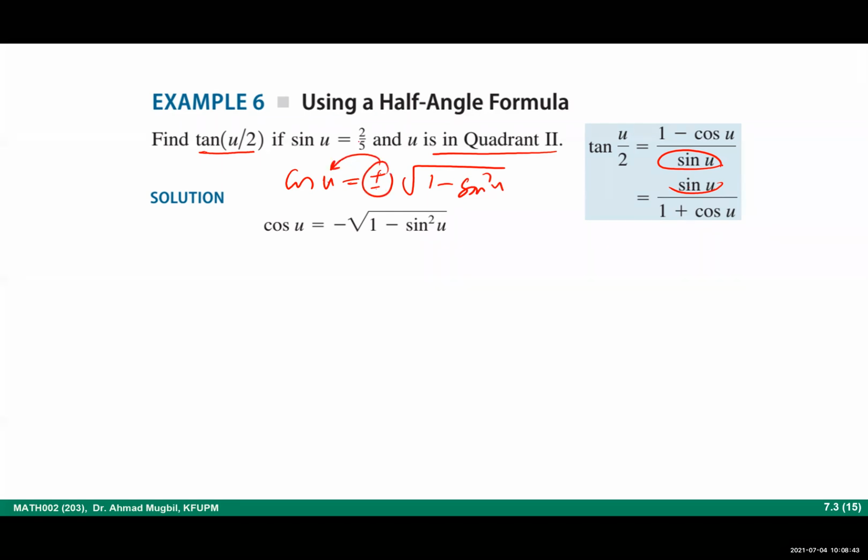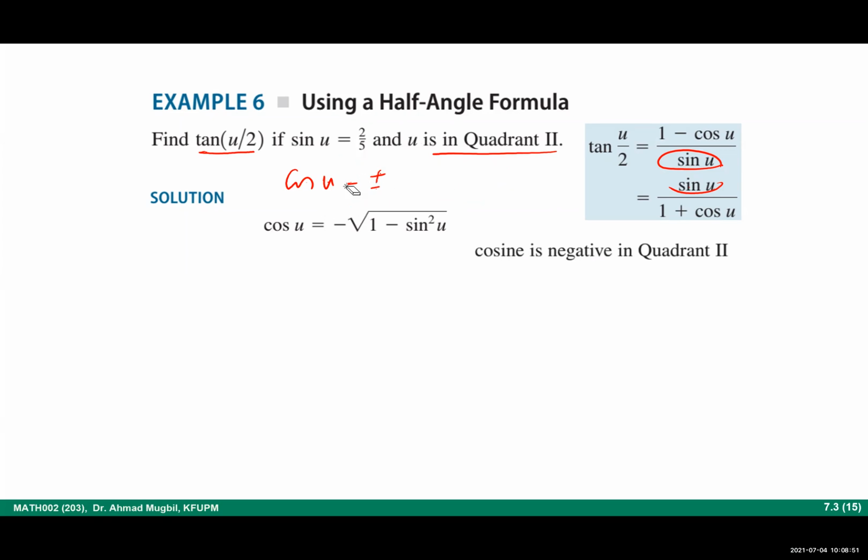Cosine u. Where is u? U is in the second. For cosine is what? Negative. So this is why we use negative. Cosine is negative in the second quadrant. Now you have sine, خلاص, you can do it. Of course you can use the triangle, يا شباب. No problem. Here we are, this is cosine. I have sine, I have cosine. Now this is sine, يا شباب, and this is cosine.